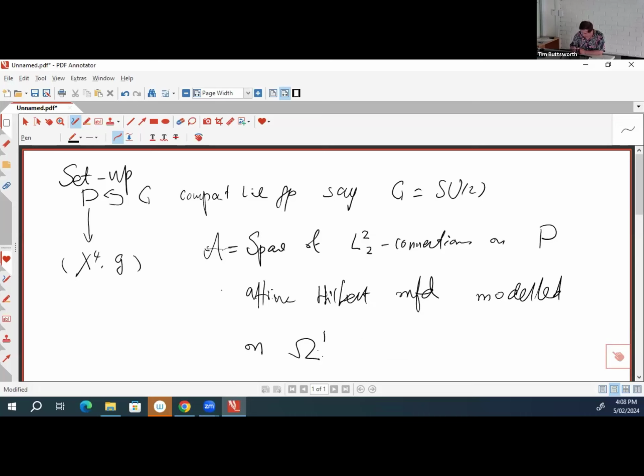Which is an adjoint bundle. So an adjoint bundle by the adjoint action of the group on the Lie algebra, based on matrices and just matrix conjugation.